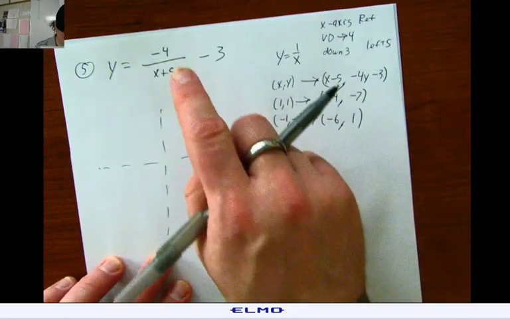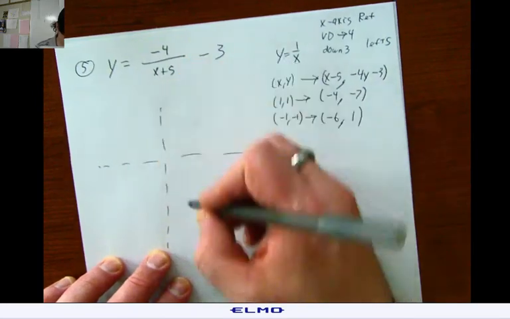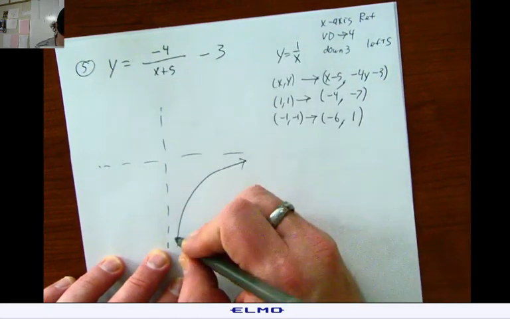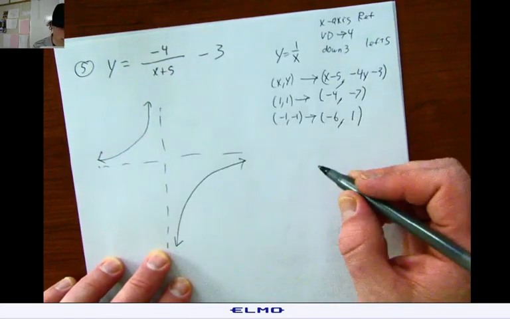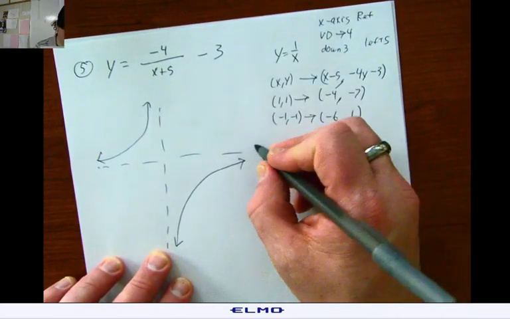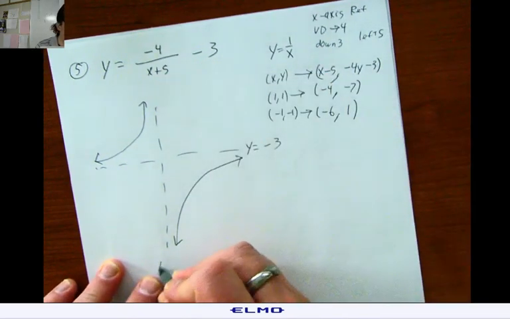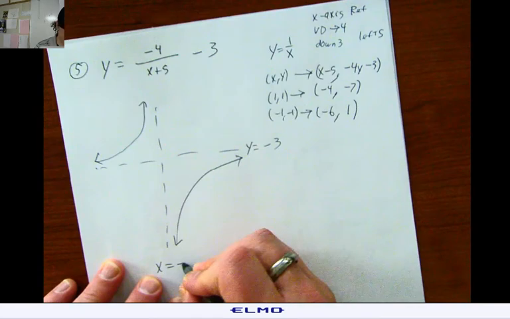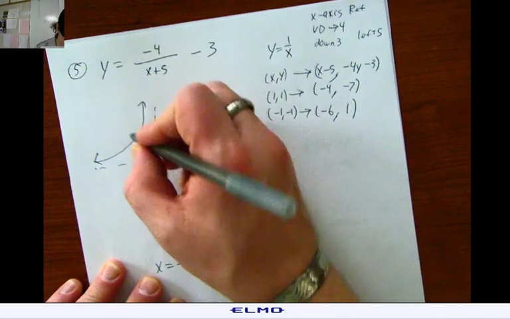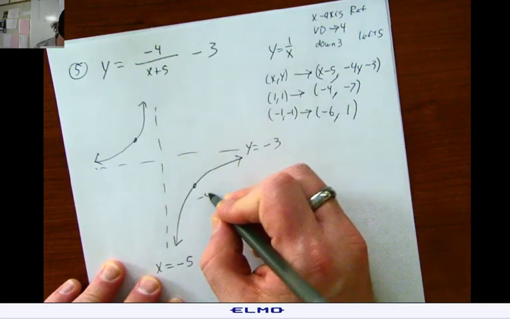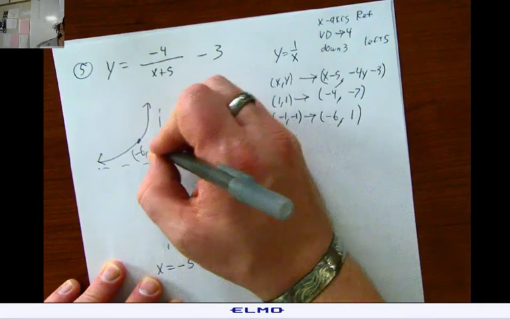So this graph is always going to pretty much look the same. But because of the negative 4, instead of going like this, it's going to be reflected over the x-axis. So instead the graph is going to look like that. My horizontal asymptote is at y equals negative 3. My vertical asymptote is at x equals negative 5. And then that means that these two key points are at negative 4, negative 7, and negative 6, positive 1.